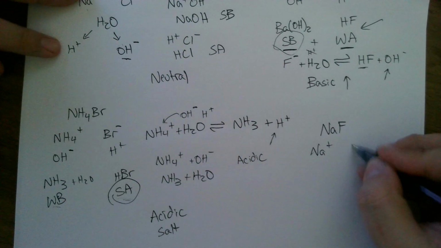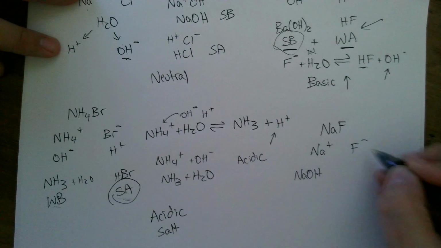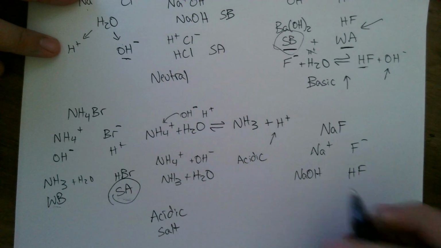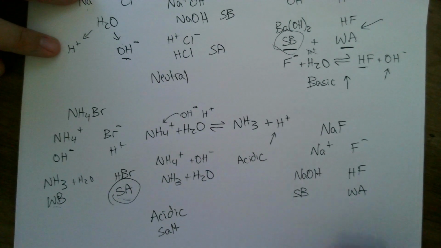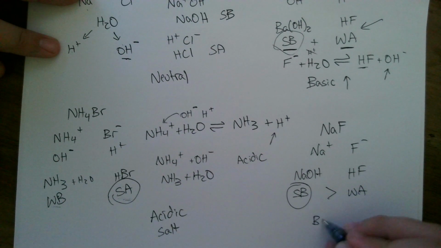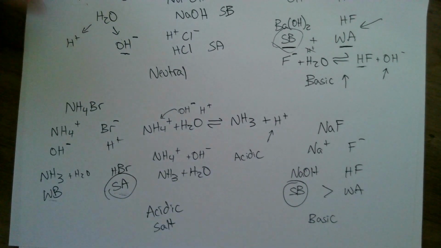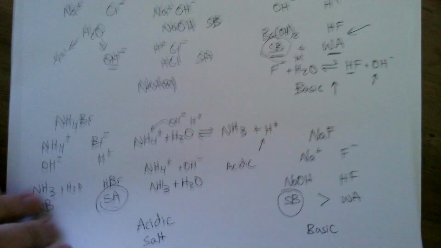Let's just apply that real quick to our last one. NaF. Na makes NaOH. F makes HF. This is a strong base. This is a weak acid. Strong base is going to overpower the weak acid. This can be a basic salt. If that makes more sense, 100% go for it. Not gonna lie, I hate salts.